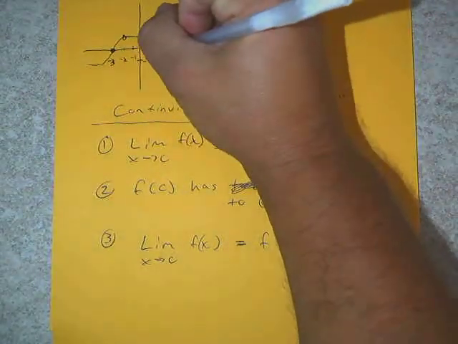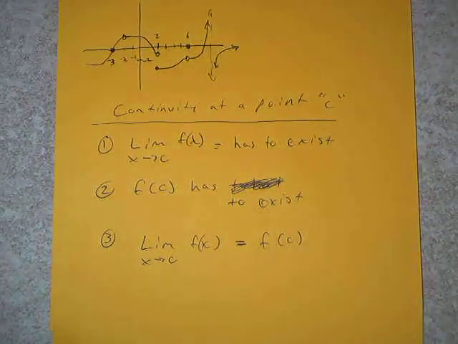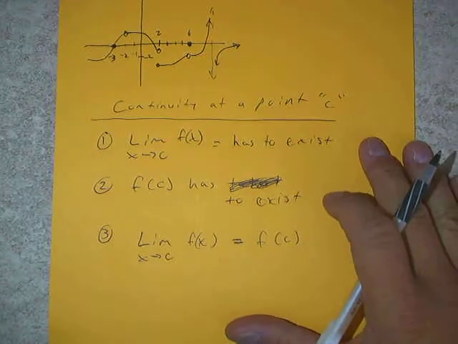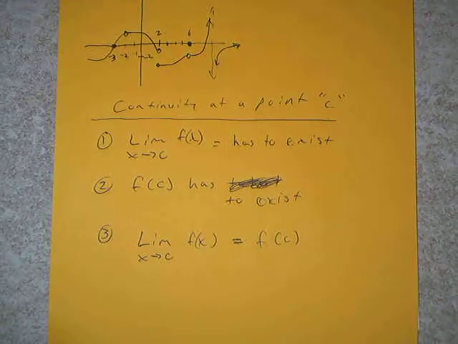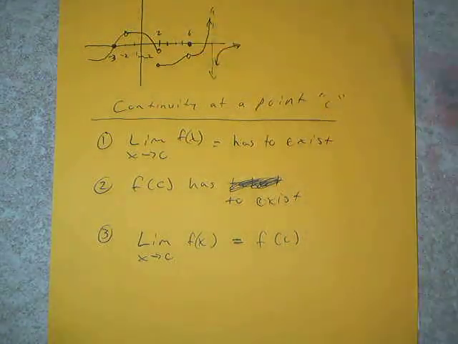How about 3 though? No, the function value is 0, whereas the limit is negative something. Let's just say, for argument's sake, that that's -2 down here. So if that's -2 there at that spot, the limit's -2, the function value is 0, so therefore this is not continuous. Basically, it has to be a closed point that's on the line.